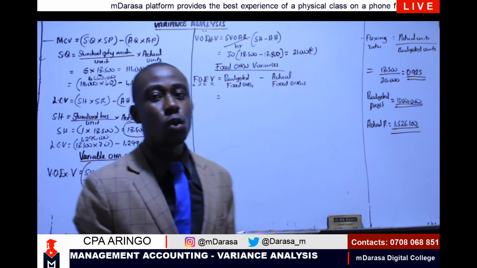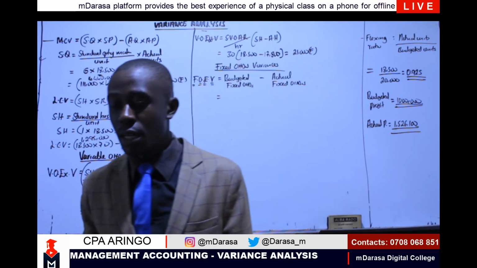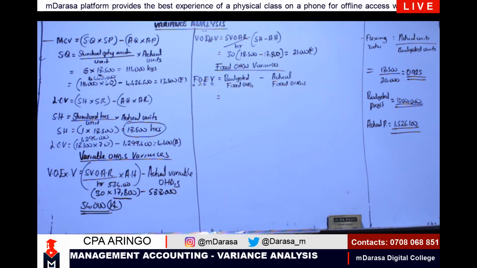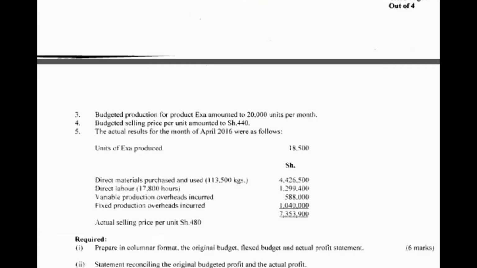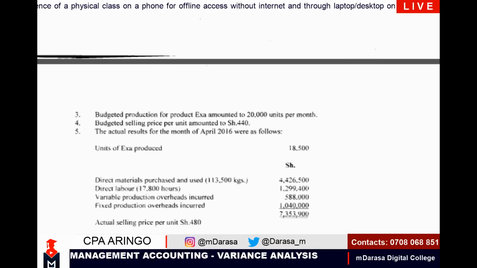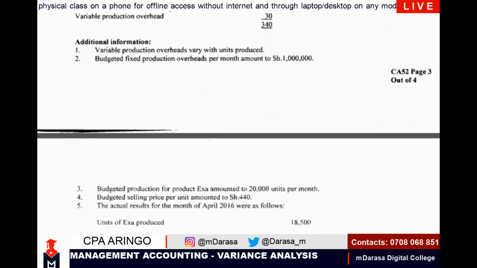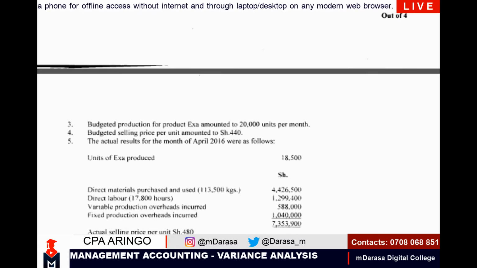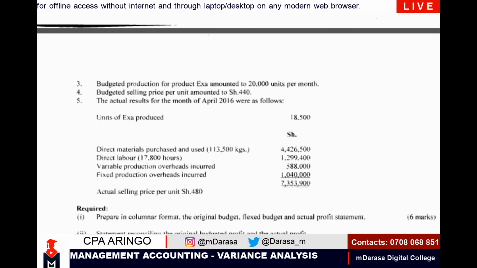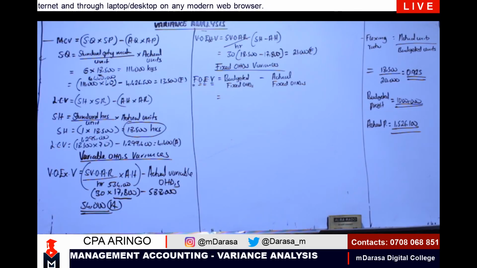And in our case, what is giving us our budgeted fixed overheads? We look at our question here. Budgeted fixed overheads, you can see I was given a figure. Go to note 2. Budgeted fixed production overheads per month is 1 million. What about your actual? Note 5. Fixed production overheads incurred is 1,040,000.